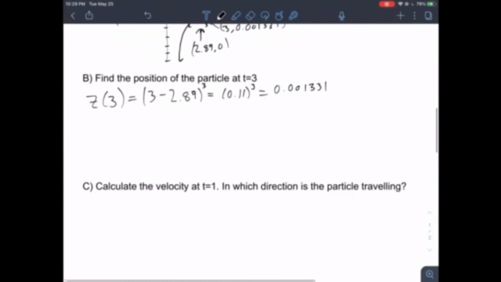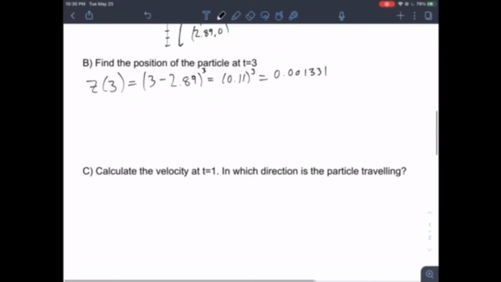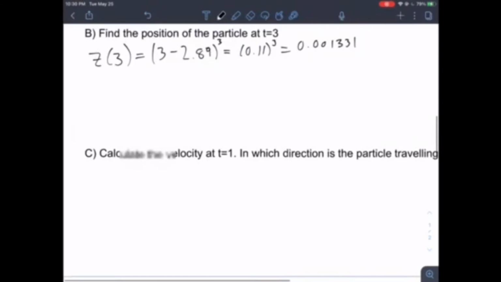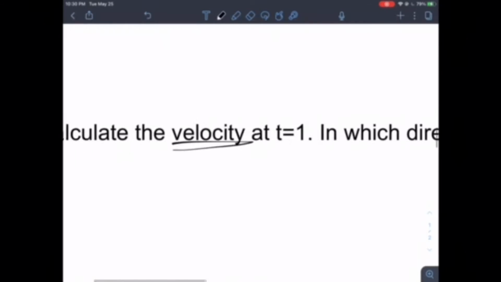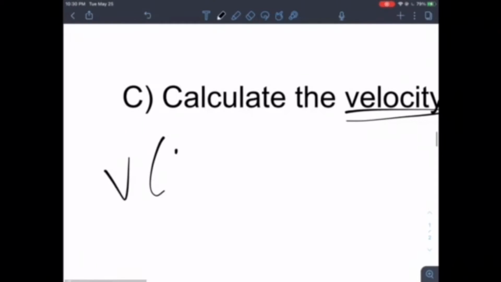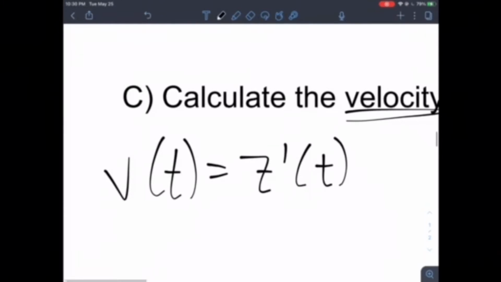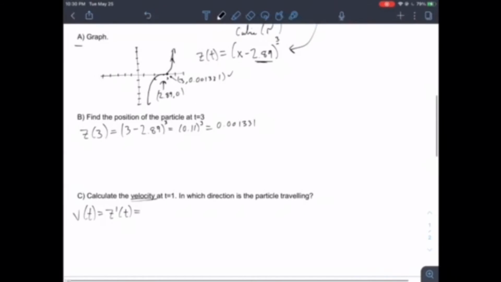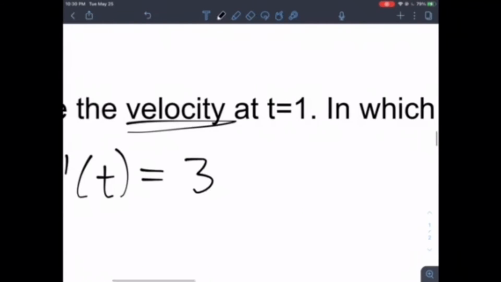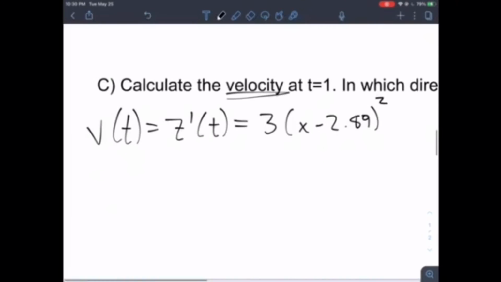Alright, now on to part C. Calculate the velocity at t equals 1. Let's define what velocity is. Velocity, we're going to define that as z prime of t, because velocity is z prime of t. So we're going to find the derivative. So, 3x minus 2.89 squared.